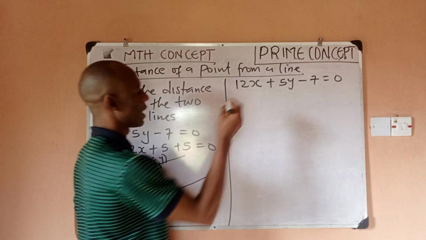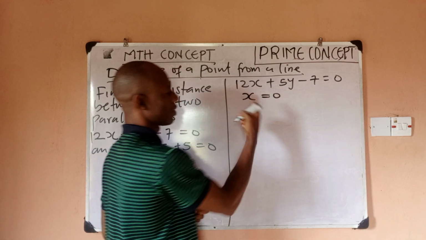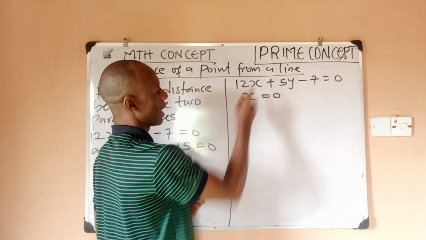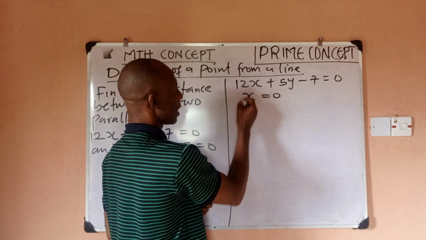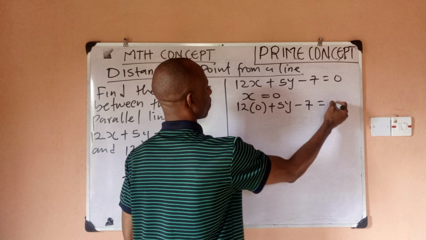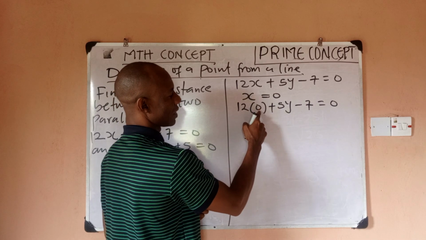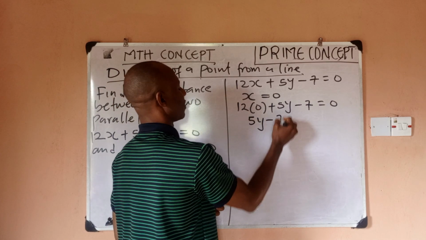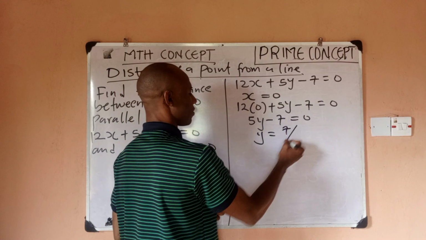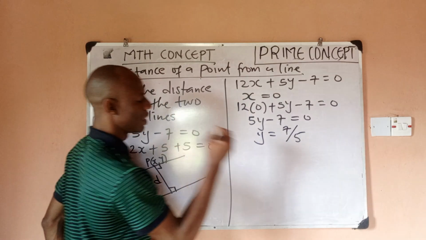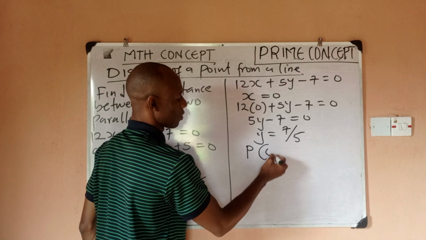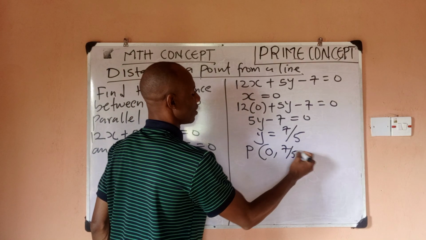One of the things we know is that the point at x equals 0 would lie on that straight line. So at x equals 0, what will be the corresponding value of y? I'm going to substitute. I'll have 12 into 0 plus 5y minus 7 equals 0. So 12 times 0 is 0, and I would have 5y minus 7 equals 0. If I solve this, y becomes 7 divided by 5. So a point on this particular line corresponds to x equals 0 and y equals 7 divided by 5.